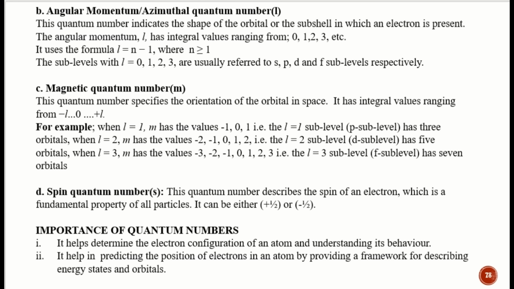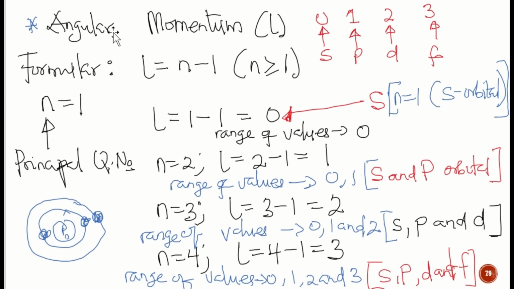Now, how do we do that? Let's look at how it is done. If I have a principal quantum number n equal to 1, wherever I see n in my angular momentum formula, I am going to replace that n with 1. So L equals n minus 1, n here is 1, so L will be equal to 1 minus 1, which gives me 0. We are saying the 0 stands for the s orbital. And the range of values for 0 is just 0. The 0 does not have a range.